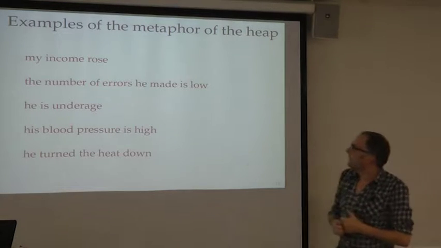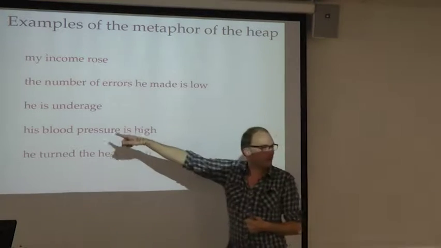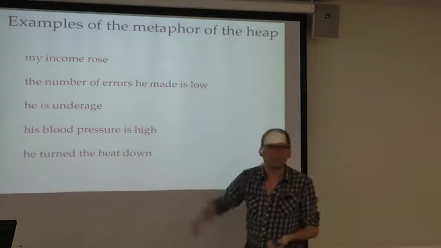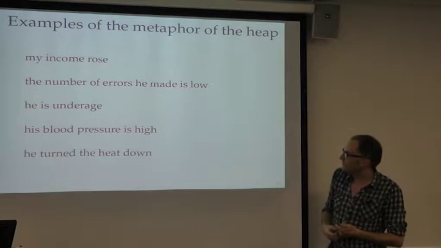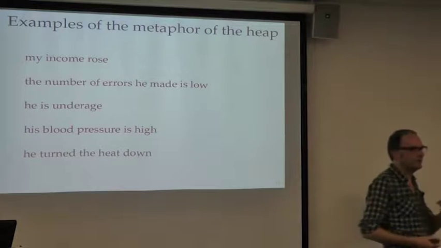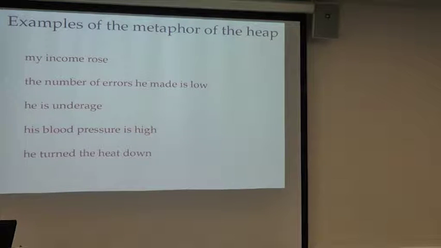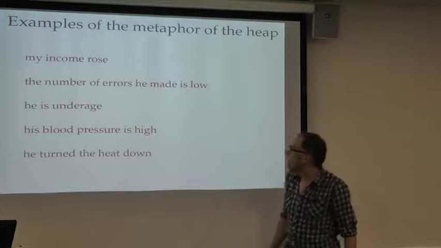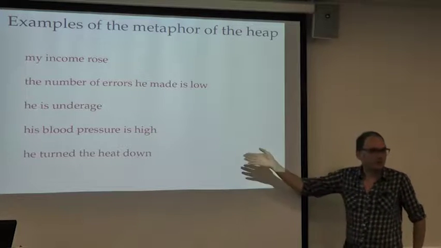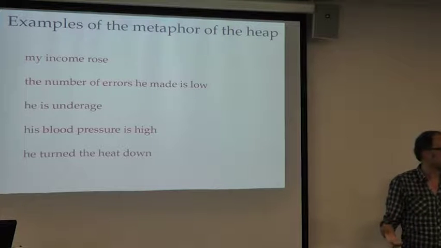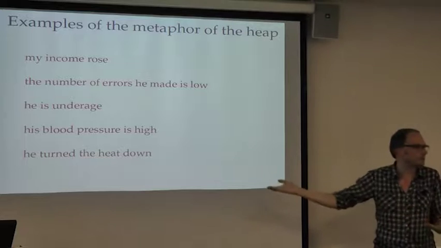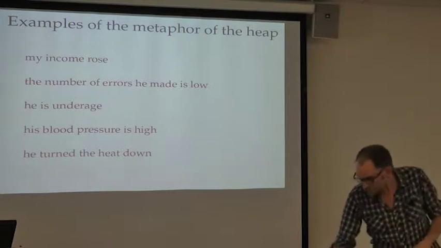Right? We can say the number of errors he made is low, he's underage, right? So there's a preposition here that's also vertical, right? His blood pressure is high, he turned the heat down. Yeah, so all these expressions basically have to do with, if you simply abstract away from what the sentence said and you look at the relevant prepositions and the relevant adjectives here, they really have to do with a vertical axis. Yeah, and we're so used to using these things that we don't see them anymore.